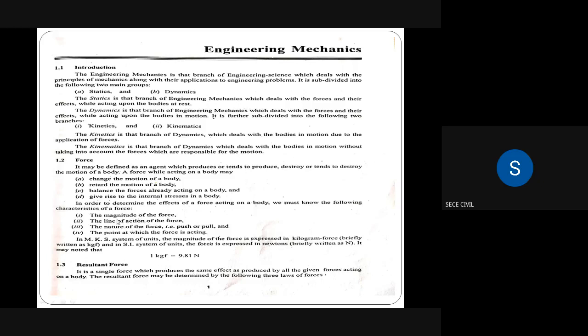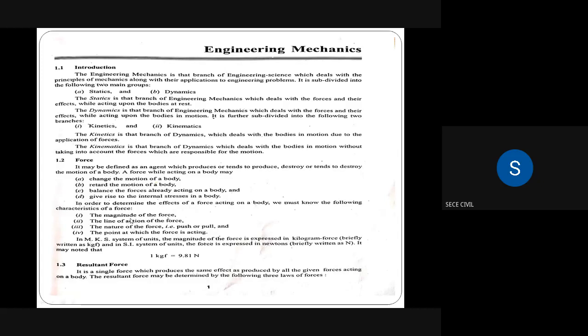Okay, so that is also a characteristic. Then the nature of the force, that is push or pull, whether we are applying a compressive force or a tensile force. So the nature of force is a characteristic. The point at which the force is acting, where the force is acting, is an important characteristic.